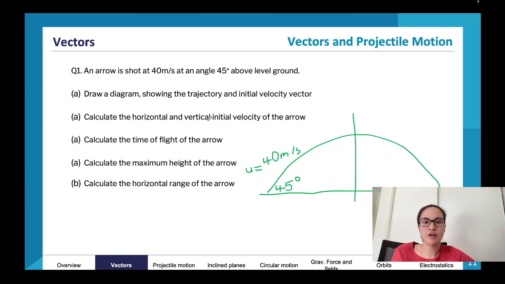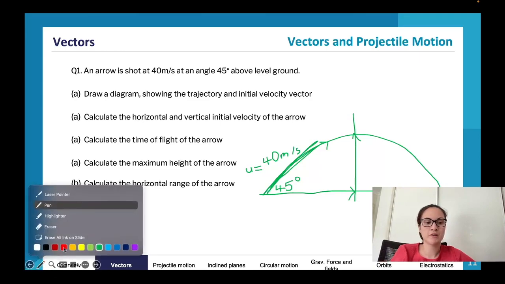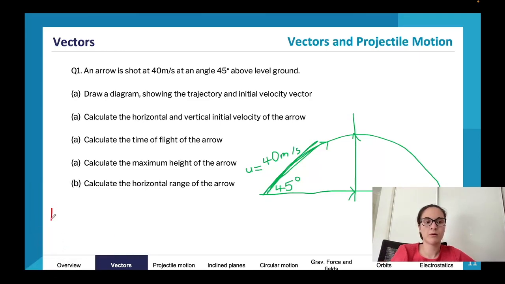So we've shown the trajectory. Just put in arrows just in case. And the initial velocity vector. So this is the initial velocity vector here, the one that I draw very poorly. Okay. Now we need to calculate the horizontal and vertical initial velocity of the arrow. So we'll probably do it on this page as well. Call it B. I don't know how to do all the letters. Sorry about that.